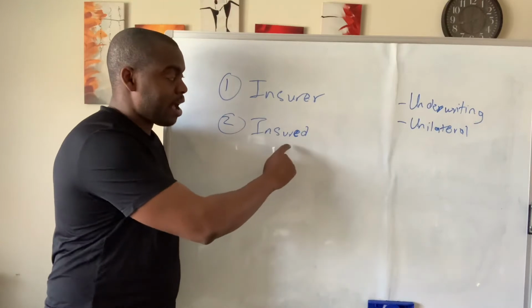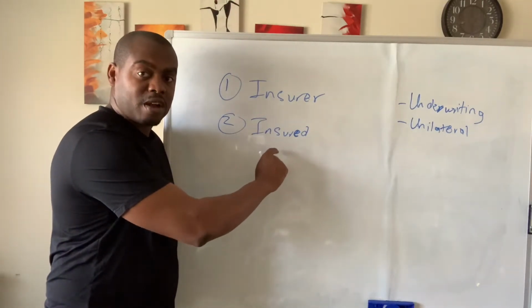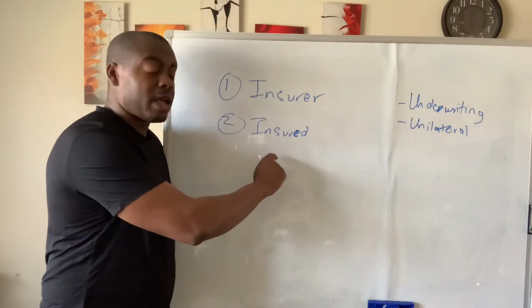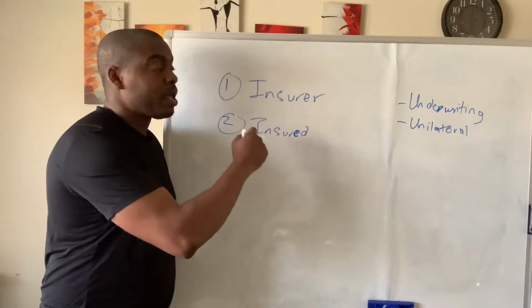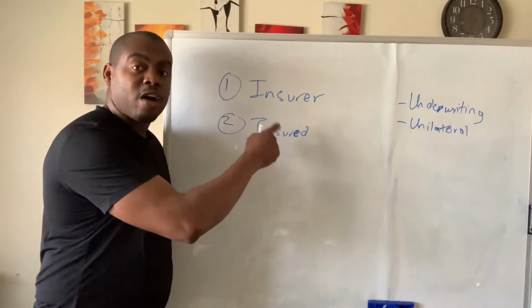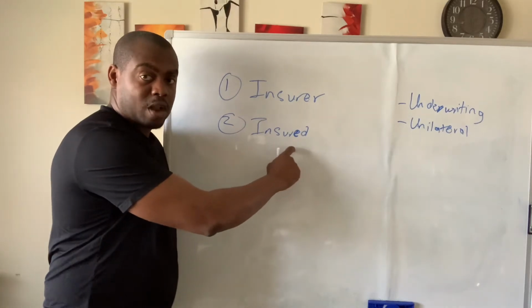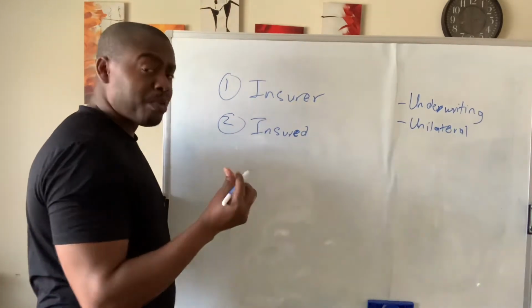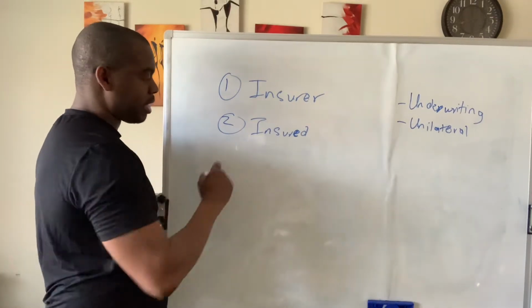Do you skydive? Do you fly planes? Do you do all that kind of stuff? Do you ride a motorcycle? All those activities that could be considered risky, and your lifestyle and your health, you're going to answer all those questions. So you have to be in good health to qualify, right? Not perfect health, but good health. So the insured, that's that person.